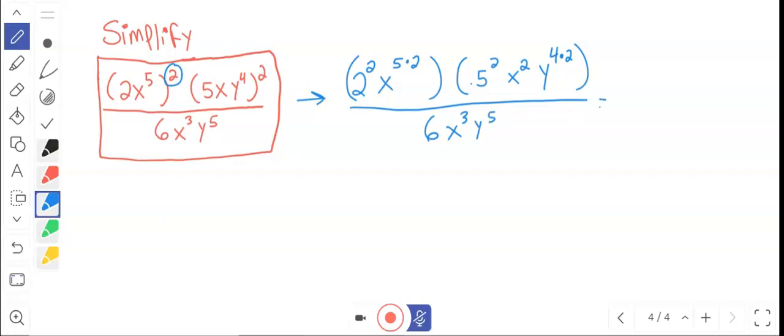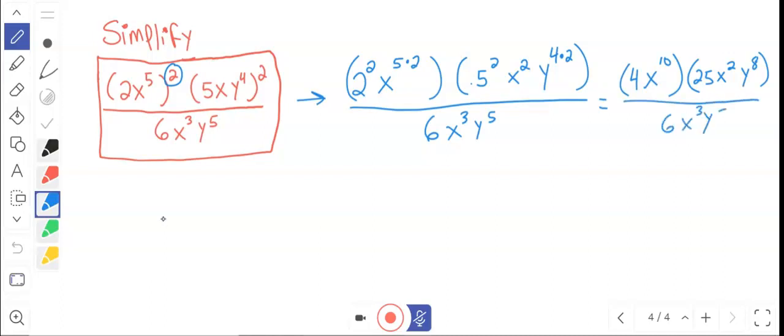All right, now how does this all look? Let's write it down. 2 to the second power is 4. x, 5 times 2 is 10, so x is to the 10th power here. That's the left side. Now the right side: 5 squared is 25. x squared stays. And y, 4 times 2 is 8, so it's y to the 8th. All of this is over 6x to the third y to the fifth.